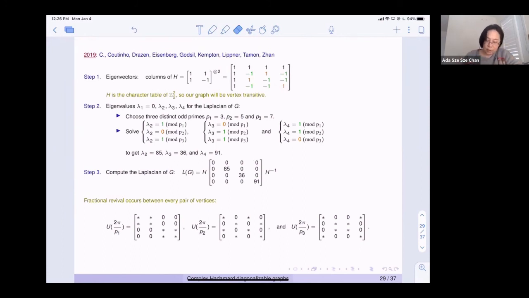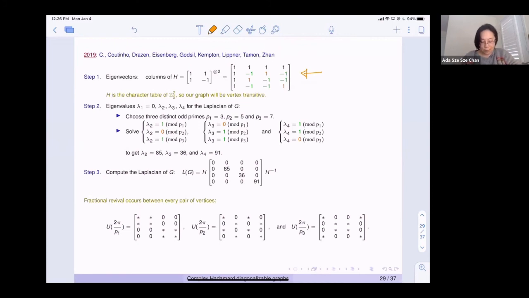Okay. So in this example, I pick this Hadamard matrix. This is the character table of set 2 square. You don't have to pick a character table for set 2 to the m, but in this example, I'm going to pick this. Because I picked this to be my Hadamard matrix, I know that whatever graph I get at the end will be a Cayley graph, or a vertex transitive graph.